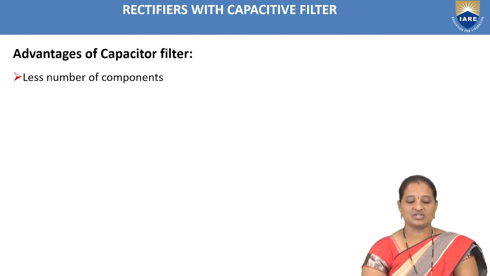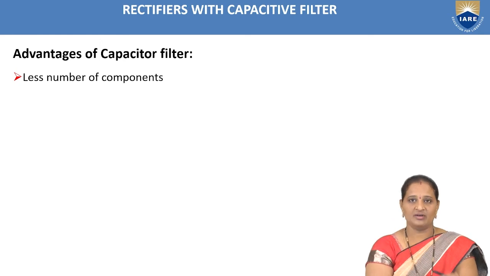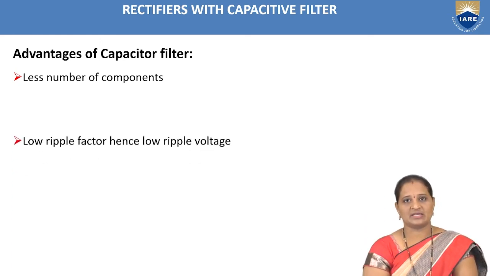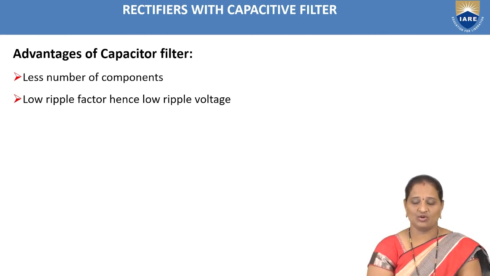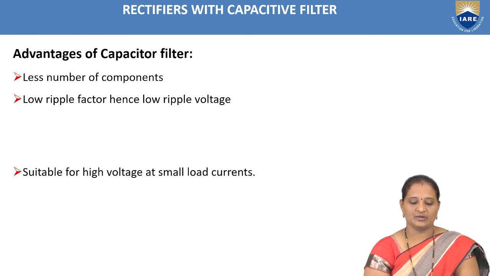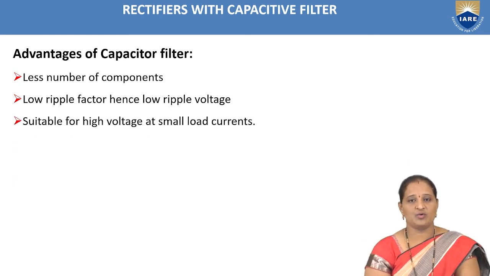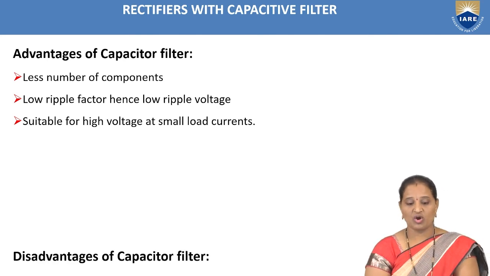Now let us see the advantages of capacitive filter. Very few components, because only a single capacitor is needed to filter out the AC components present in the output of the rectifier. And low ripple factor, hence low ripple voltage. We can observe in the output waveform that the ripples are very small, and hence the ripple factor is also reduced. It is suitable for high voltage at small load currents. So this capacitive filter can be used for applications where we have high voltages at small load currents.